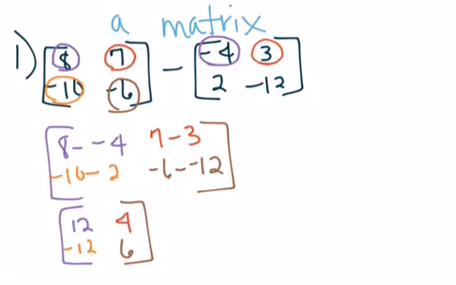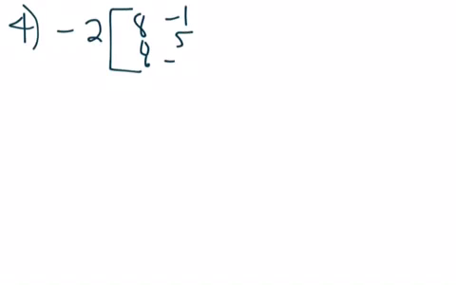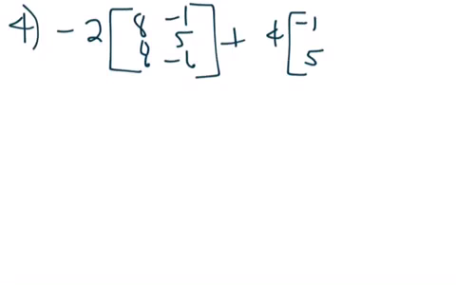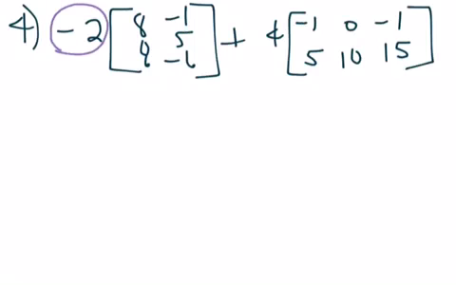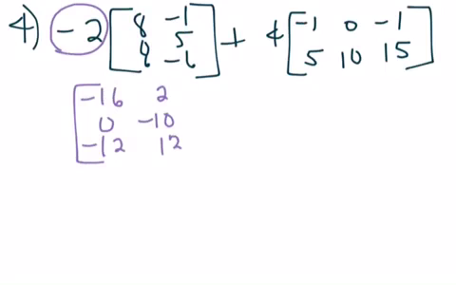Let's look at one like number 4. Number 4 combines a couple of things. This has scalar multiplication because this is saying multiply everything in the matrix by negative 2. So that would be negative 16, positive 2, 0, negative 10, negative 12, positive 12.